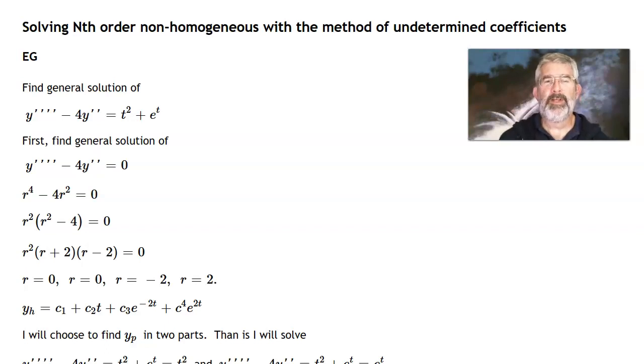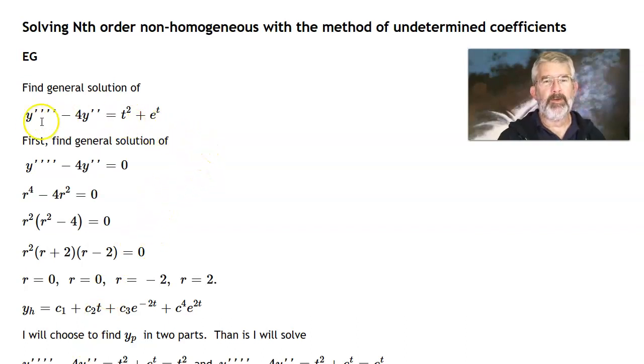In this video, I want to take a look at the method of undetermined coefficients and use it to solve a non-homogeneous fourth order differential equation. Now, the method here is very similar to what we did with second order equations, but there's just a couple of things that could go a little bit differently, but generally it's pretty much the same.